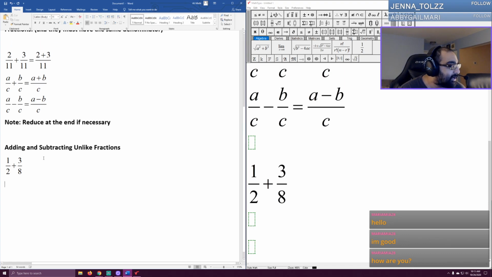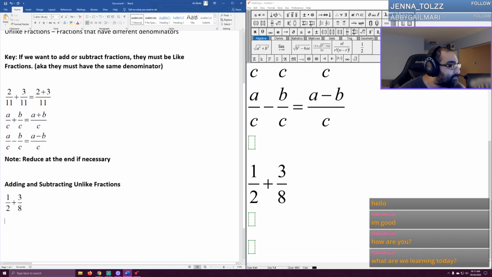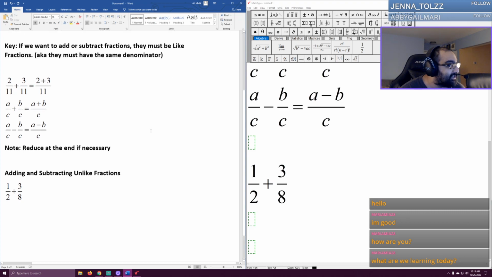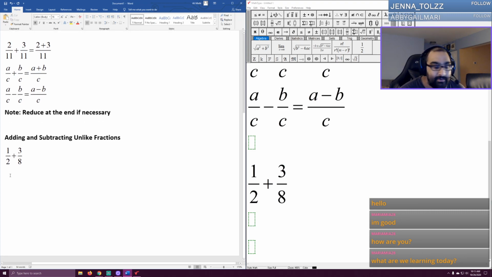Now, as it says here, we want to have like fractions at the end of the day, so we want to have the same denominator. We're learning about how to add and subtract some fractions there, Maria.